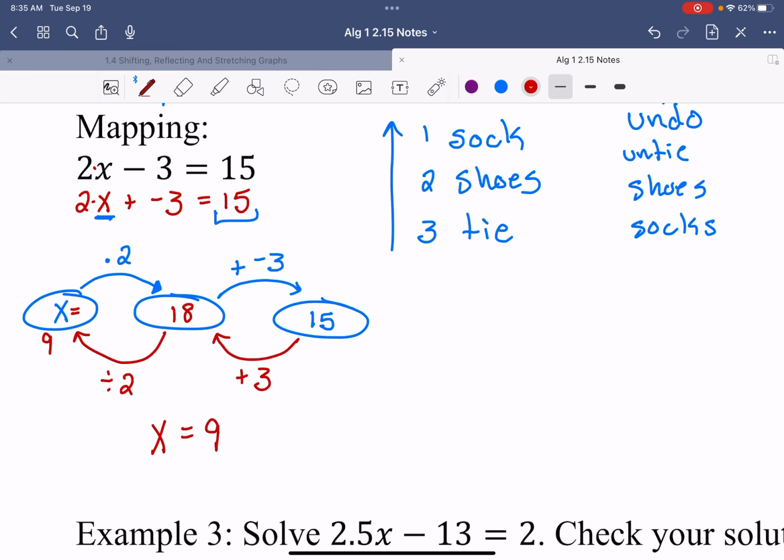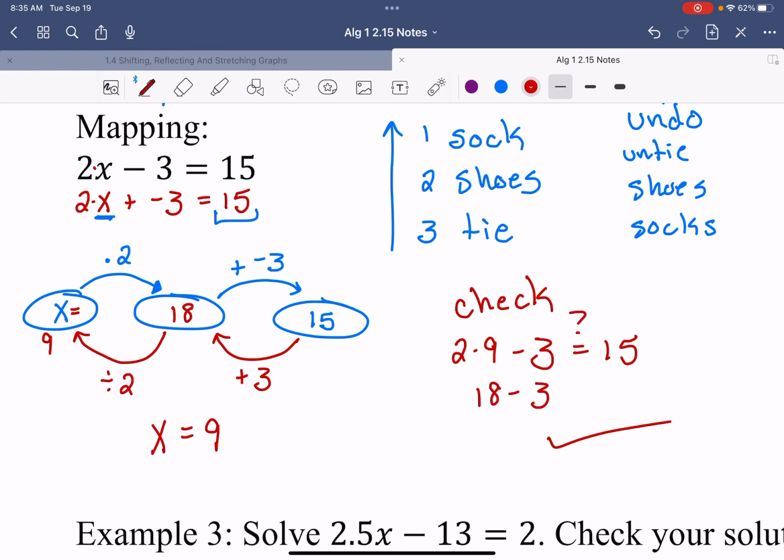Okay, I solved this using mapping. Again, I still want to check this. If x is 9, 2 times 9 minus 3, does that equal 15? 2 times 9 is 18. 18 minus 3 is 15. Check, it worked. So this is one in which I used mapping, and you can use this method for many of your problems. I just would need to see the map. I will tell you this doesn't work for all problems. If there's more than one variable, if there's more than one x in the problem, this will not work.